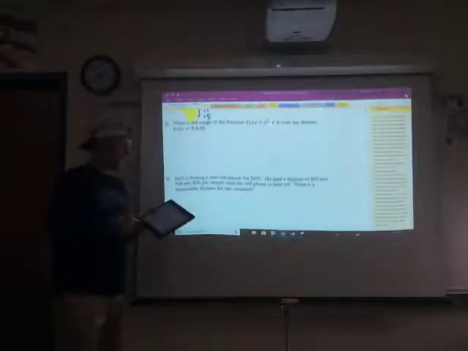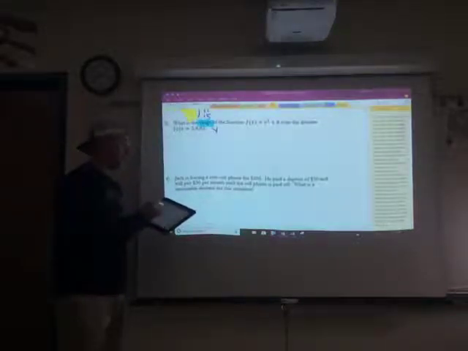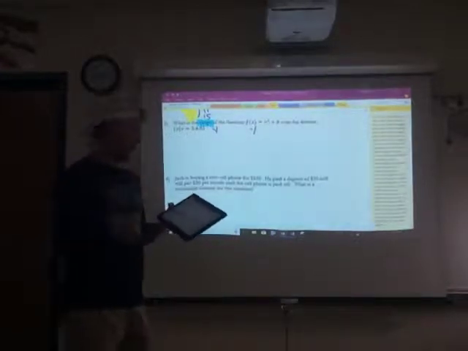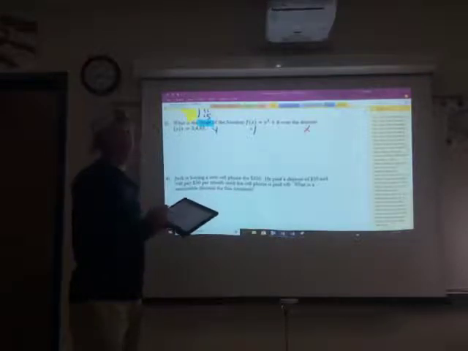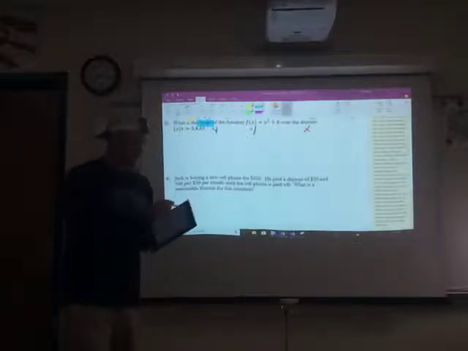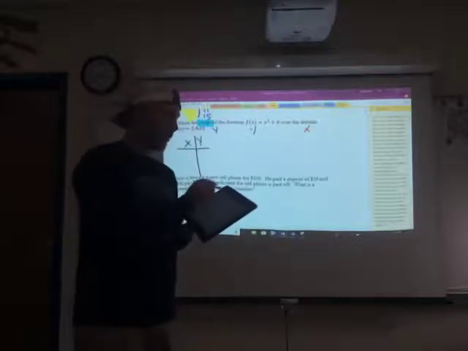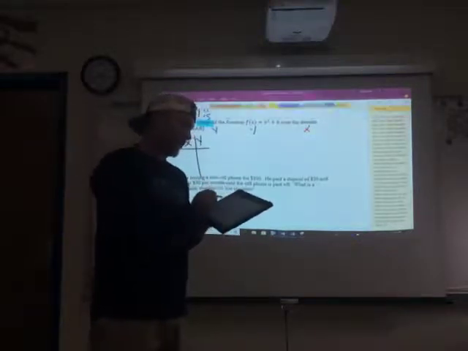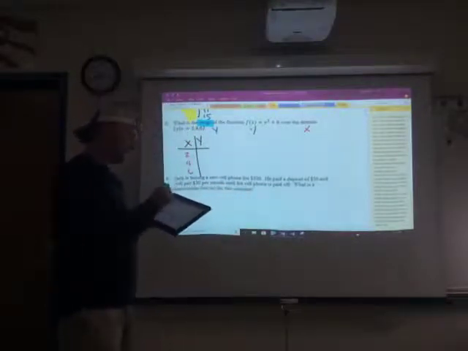The next one's very similar, except this time it says what is the range. So what are the y values of this function, x squared plus 6, over the domain, or x values, when x is 2, 4, and 6. So same kind of strategy here as far as we can set our table up. We're looking for y now, the range, when x is 2, 4, and 6.